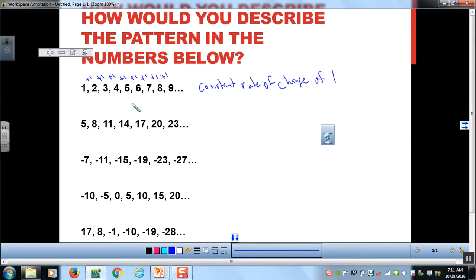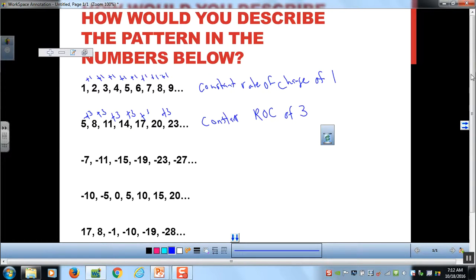Now if we look at our next one here, we have plus 3, plus 3, plus 3, plus 3, plus 3, plus 3. And so once again, we see that we're having a constant rate of change to get from one number to the next number. This one is not changing, so it's constant, and I'm just going to abbreviate rate of change as ROC of 3.